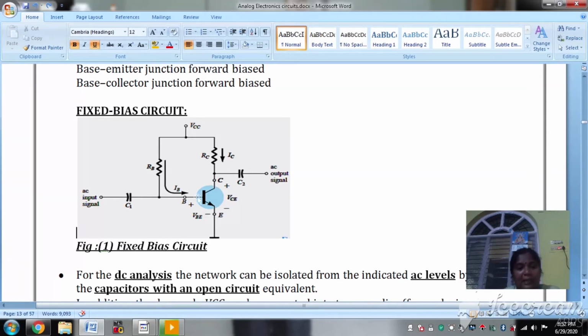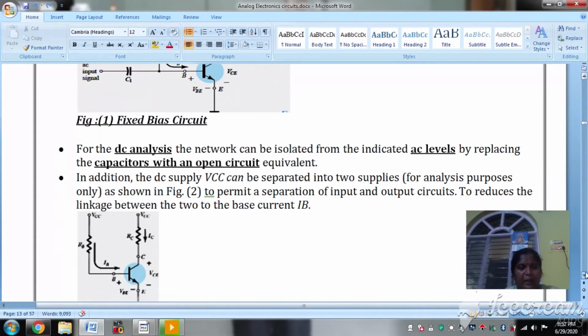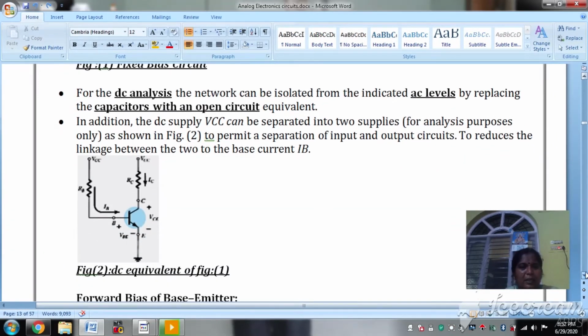For DC analysis, what we are going to do is open-circuit all the capacitors. Under DC conditions, all the capacitors will be open circuit, as you already know. The capacitor will be a short circuit only for the AC signal. Now I am going to do the analysis under DC, so after open-circuiting, the circuit will be like this.